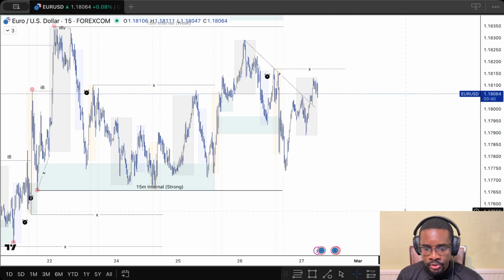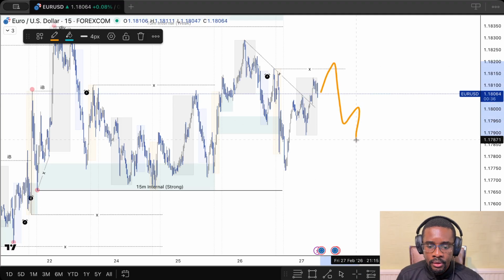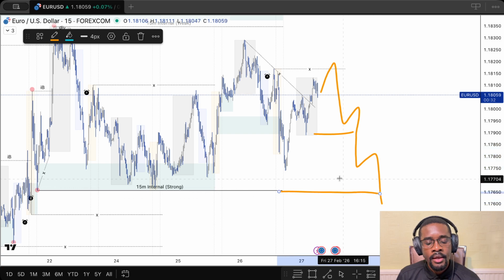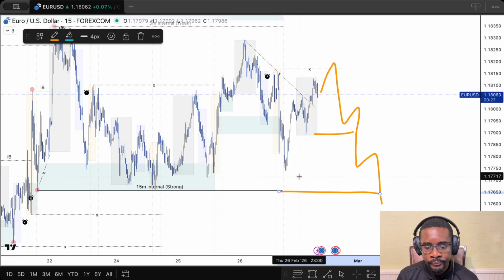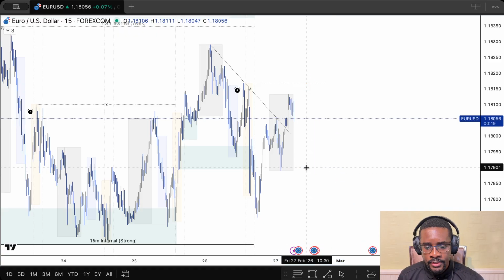Price could continue all the way below Asia low, and then continue maybe to take out this used up demand area. So this is what I may be looking at in terms of sells.